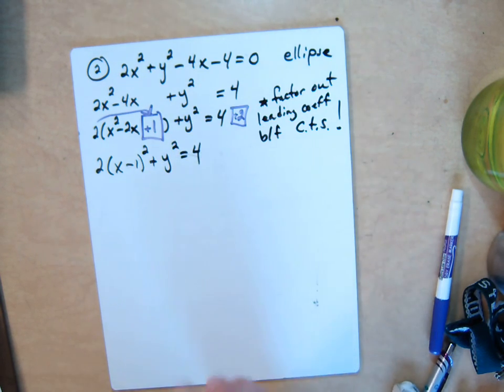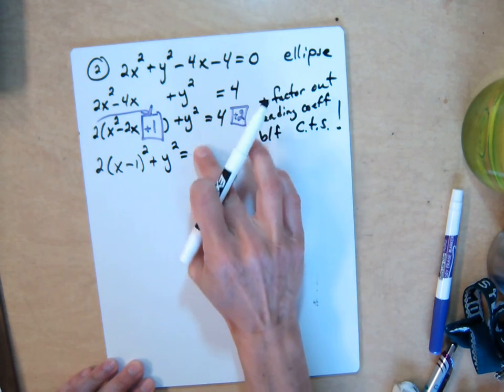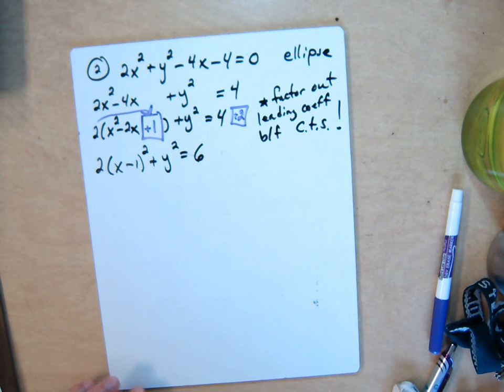And we're almost there. Are there any questions so far? Oh, that's a 6. Thank you. Good. 4 plus 2 is 6.